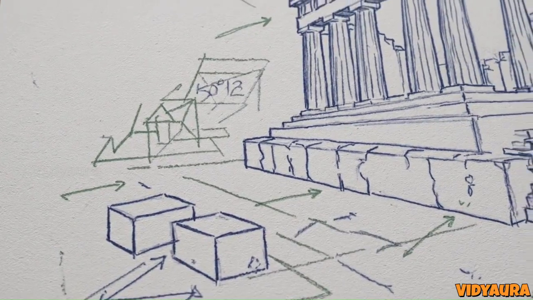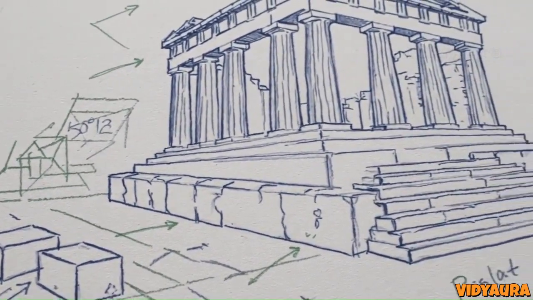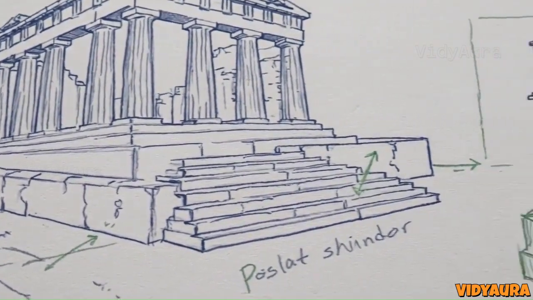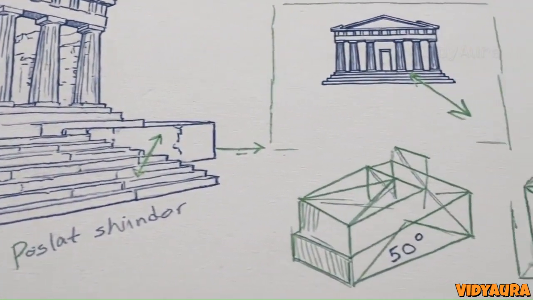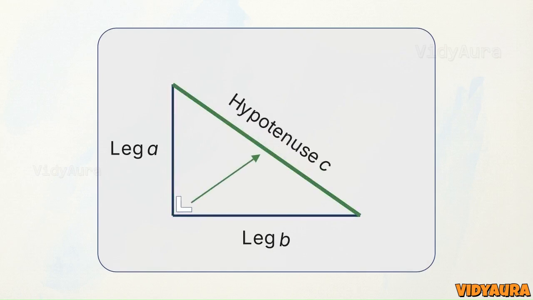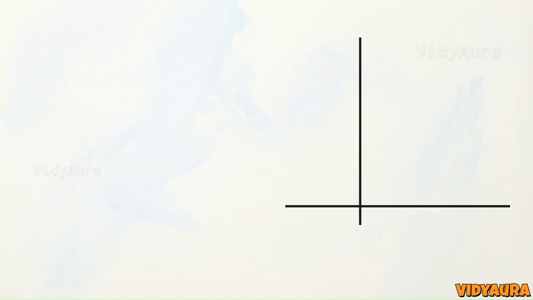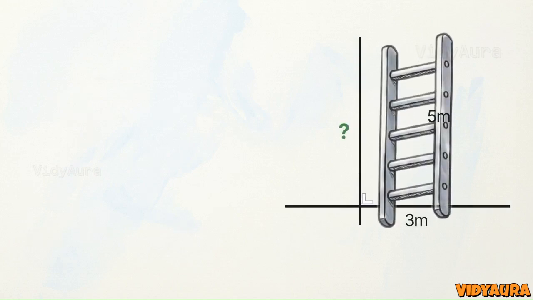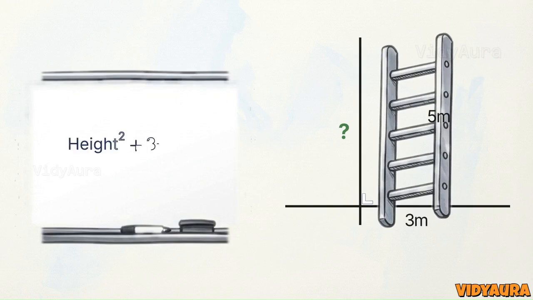When a triangle does exist and contains a 90-degree angle, its side lengths are governed by the Pythagorean theorem. In the formula, the two sides forming the right angle are the legs, A and B. The longest side, directly across from the 90-degree angle, is the hypotenuse, C. Consider a 5-meter ladder leaning against a wall, with its base 3 meters away. To find the height, we square the known sides. 25 minus 9 leaves 16. The square root of 16 is 4, so the ladder reaches exactly 4 meters.